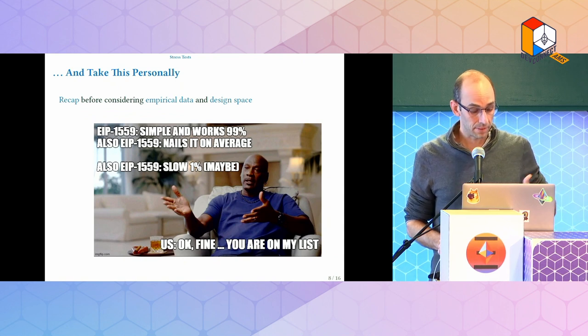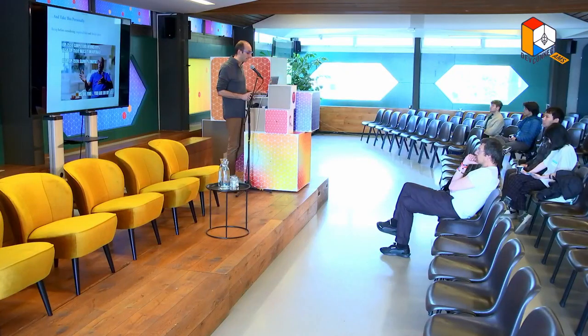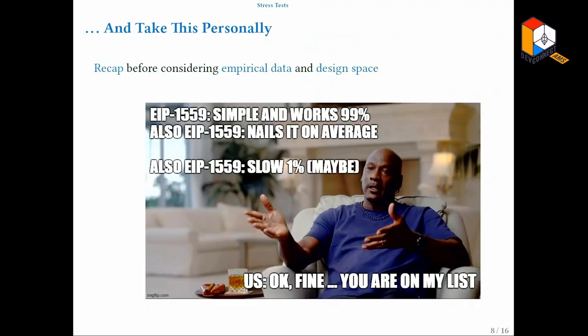EIP-1559 is simple, and this is a very important point. Because we don't want a very complicated mechanism that we don't understand, because then we need to stress test along a much larger space of conditions and really get lost and not know what we expect. When we have a simple system, we know where it can fail, and even if it's not perfect, we know what to expect.